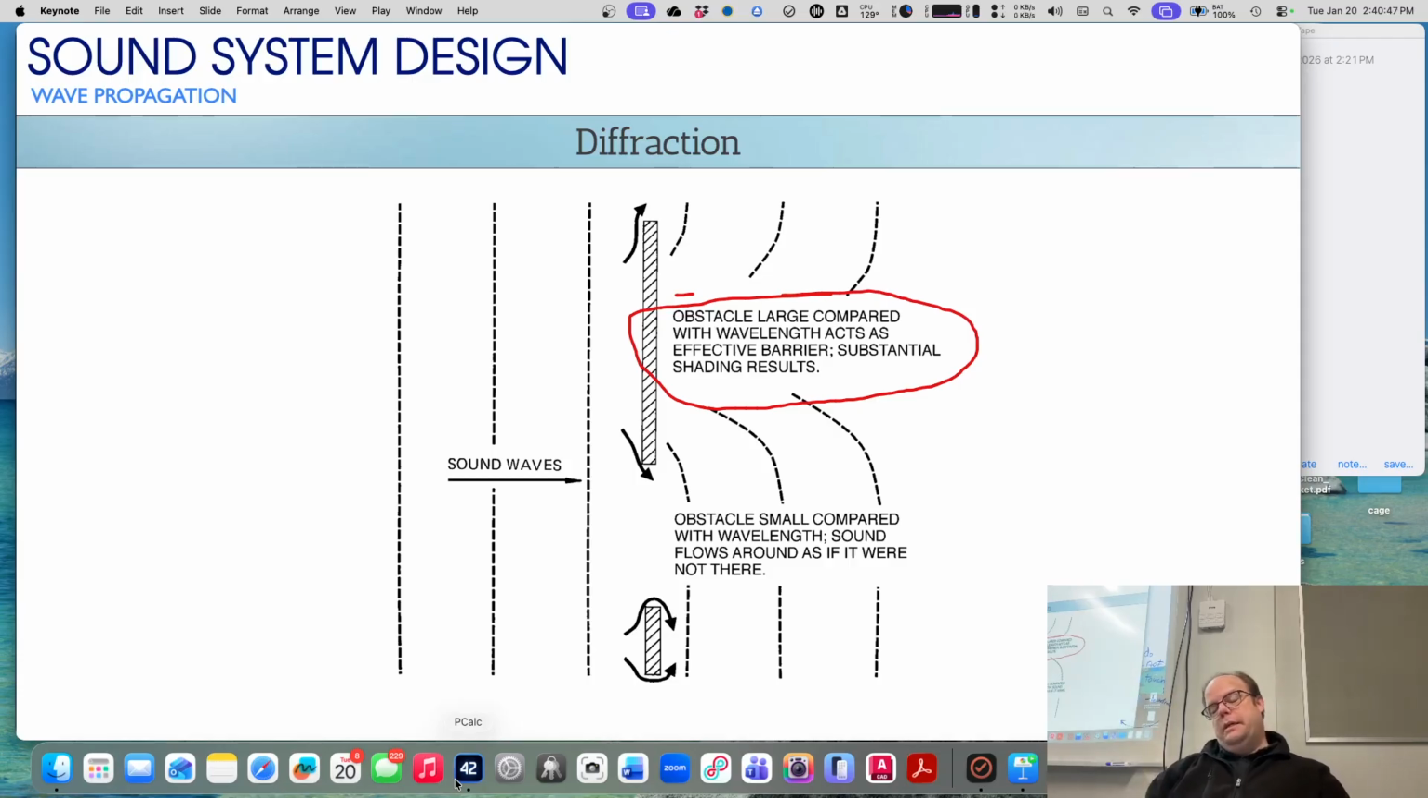More interestingly, I think at least, is if the obstacle is smaller than the wavelength of that frequency, then it's effectively invisible to that sound. The sound wave will go around that obstacle as though it wasn't even there. It's called acoustically transparent. So that obstacle that is smaller than the wavelength, it's not going to impede the flow of sound in any significant way.